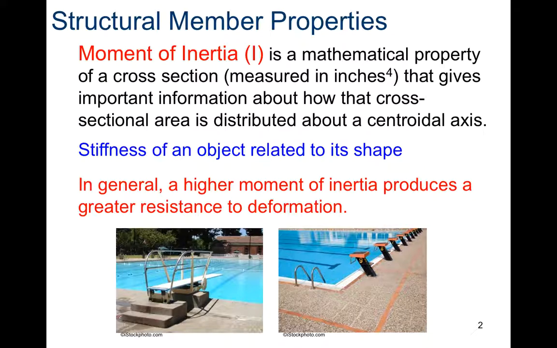So in general, a higher moment of inertia produces a greater resistance to deformation. So the higher the number that you get when you calculate moment of inertia, the less it's going to deform. So that said, which of these two diving boards, the one on the left that's like a traditional diving board that you'd find at your pool, or the one on the right that's like for a competition, divers diving off at a competition, which of those would have a higher moment of inertia?